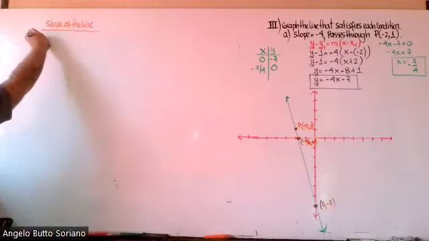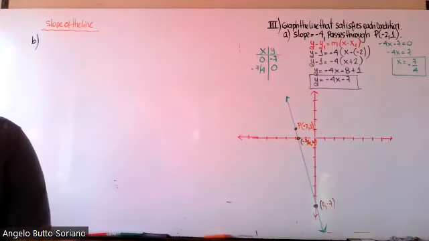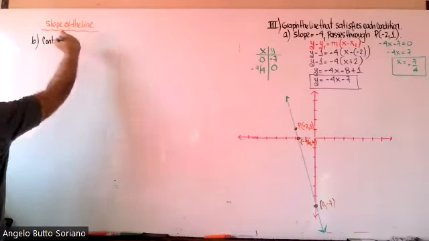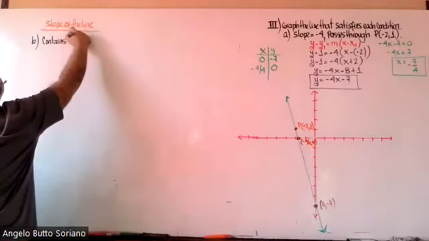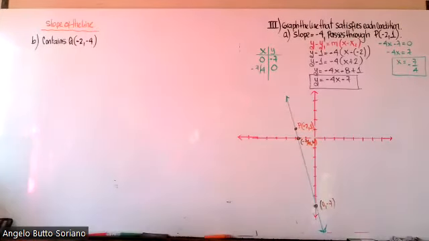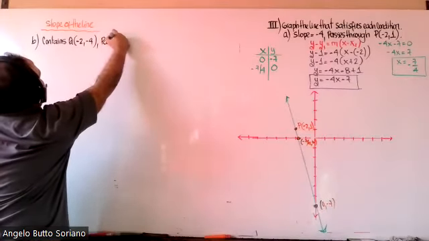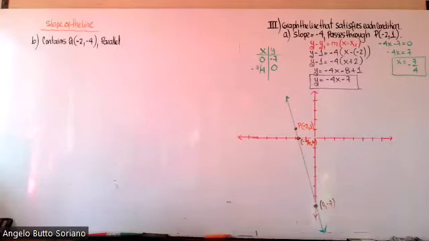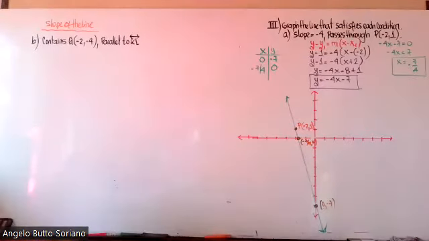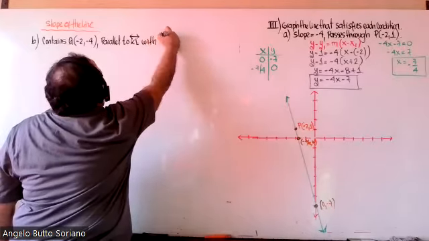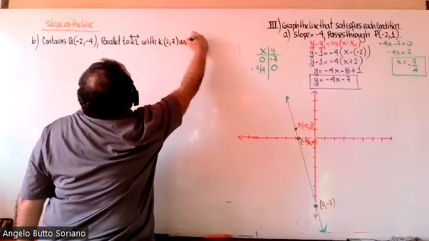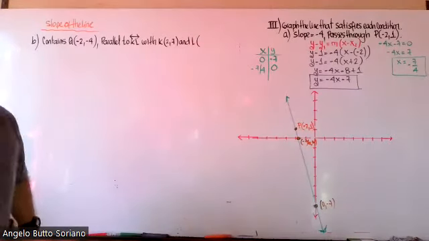And the condition, letter B, says: contains Q, parentheses (-2, -4), comma, parallel to KL, to the line KL, with the 2 points, K (2, 7) and L, that will be (2, -12).